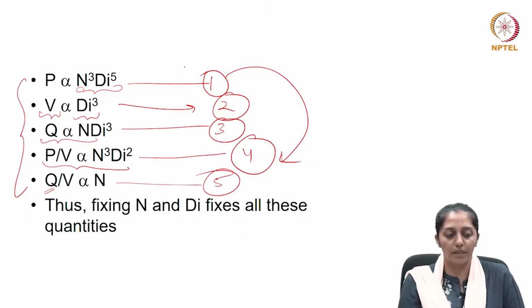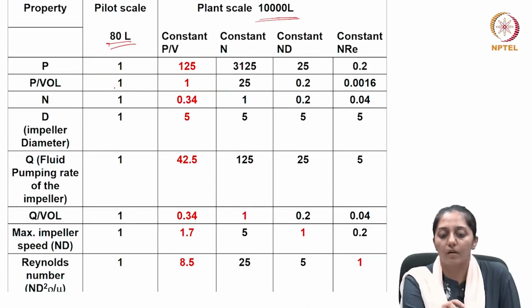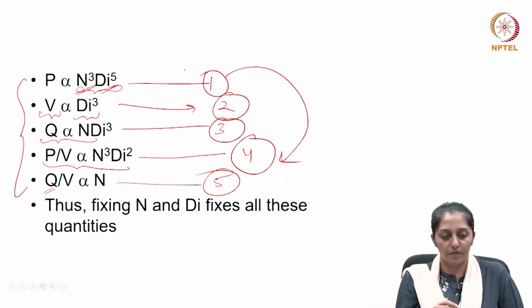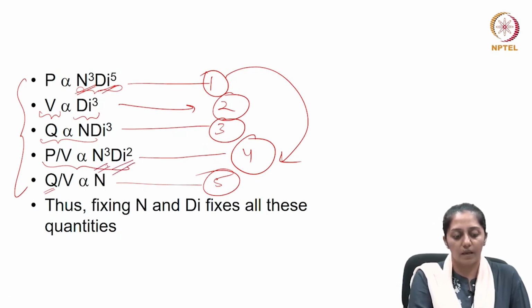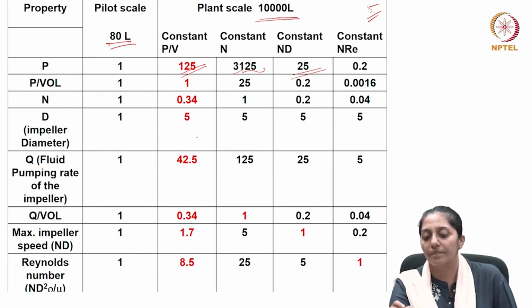If you remember how power was related, the power was related as N cubed Di to the power of 5, and your diameter scale is 5 times. So your constant P by V, if it is the criteria, then it is Di squared N cubed. So they are writing here that the P by V, your power will change 125 times at the plant scale. The power will change by a factor of 3125 if P is 1 there. Then at constant impeller tip speed, which is NDi, the power will change by a factor of 25, and at constant NRe, then your power is getting reduced by 0.2.